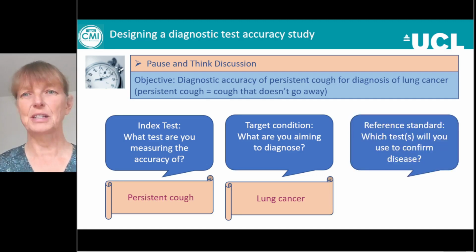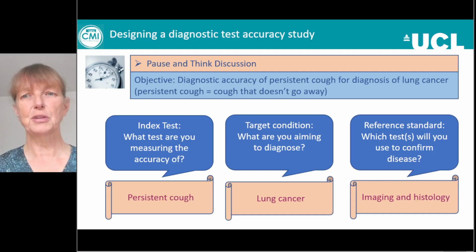Now the third concept is the reference standard, and this is which test or tests you're going to use to confirm the disease. That's not in the diagnostic objective, but maybe you know or have an idea from your regular experience. Yes, you're probably going to use some sort of imaging test to work out if there's a cancer in the lung, chest x-ray, CT, something like that. And if you find something, then you need to work out whether the mass seen on the imaging is actually cancer, and so that's typically a biopsy and then histology. Histology is where you're looking at the cell type.